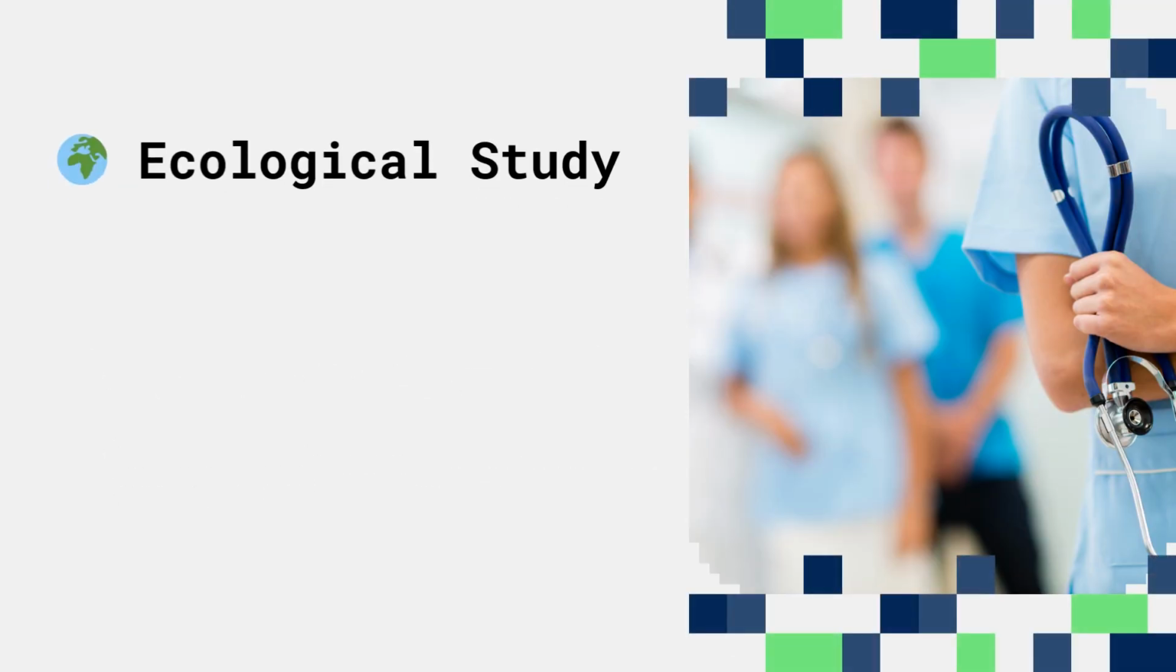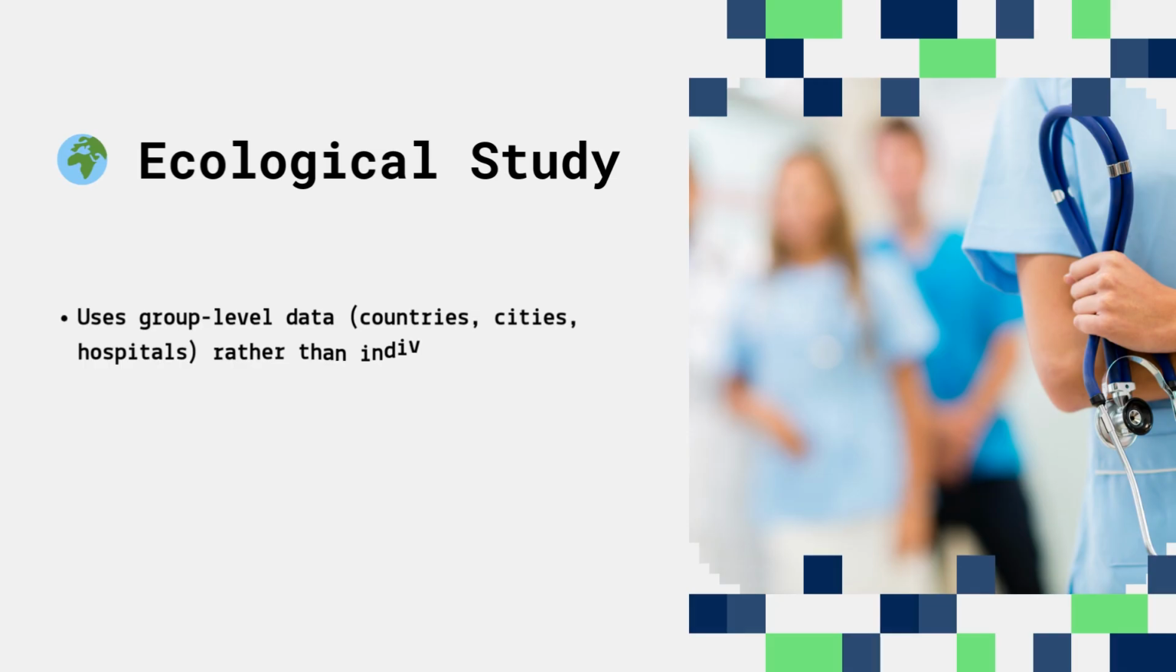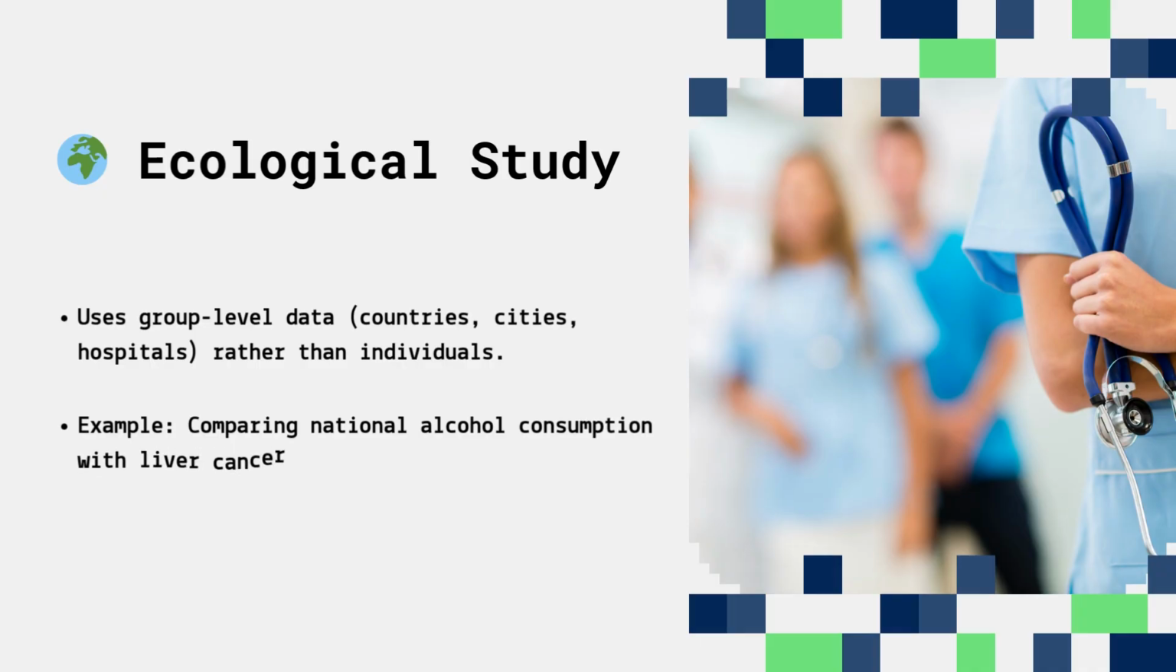Finally, in this group, we have the ecological study. This design doesn't use individual level data. Instead, it looks at groups or populations. For instance, researchers might compare national alcohol consumption with liver cancer rates across 20 countries. It's fast and makes use of existing data, but it carries the danger of the ecological fallacy, assuming that what's true for a group is automatically true for each individual. Still, ecological studies are excellent for hypothesis generation and for highlighting broad patterns that deserve deeper investigation.